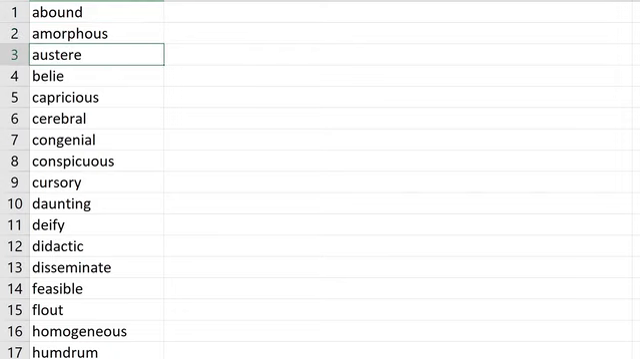Austere means very simple, very plain, very severe, very strict, depriving yourself of luxury. Think about the life of a monk or something like that. Belie has a couple of meanings. One meaning is to contradict, to go against. The other meaning would be to mask or to give a false impression. Imagine you have a very wealthy person, but he or she only wears kind of torn clothes. The appearance would belie that person's wealth.